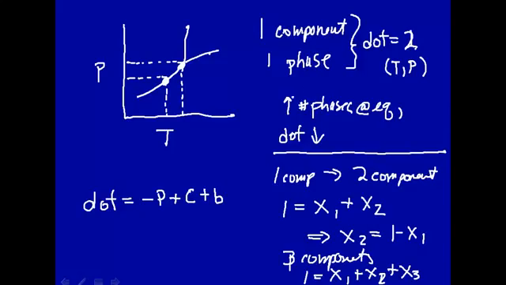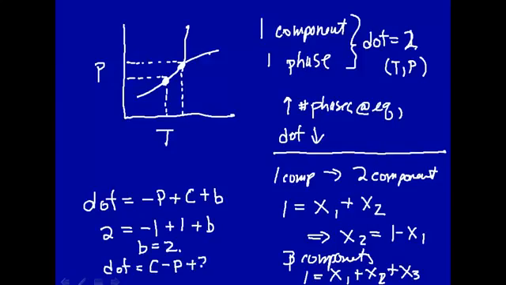In fact, let's determine that now. So we know that there are 2 degrees of freedom when you have one phase and one component. This means that B, that constant term, is equal to 2. So the general Gibbs phase rule, degrees of freedom, is, I'll just write it, C minus P plus 2. So there's the Gibbs phase rule.